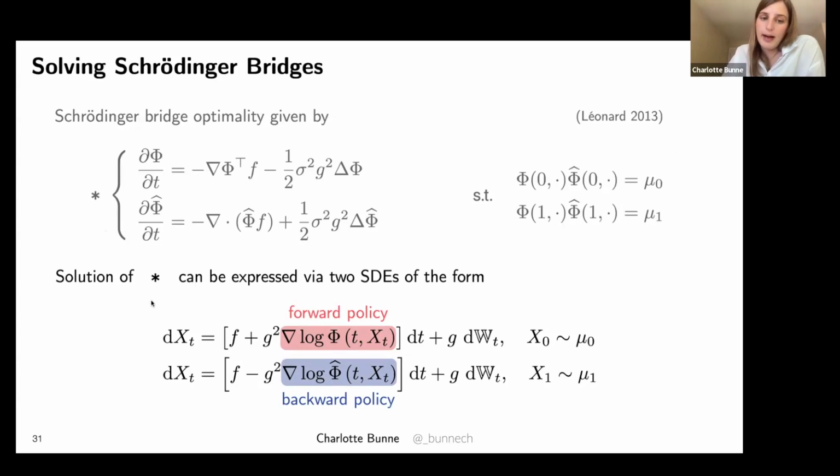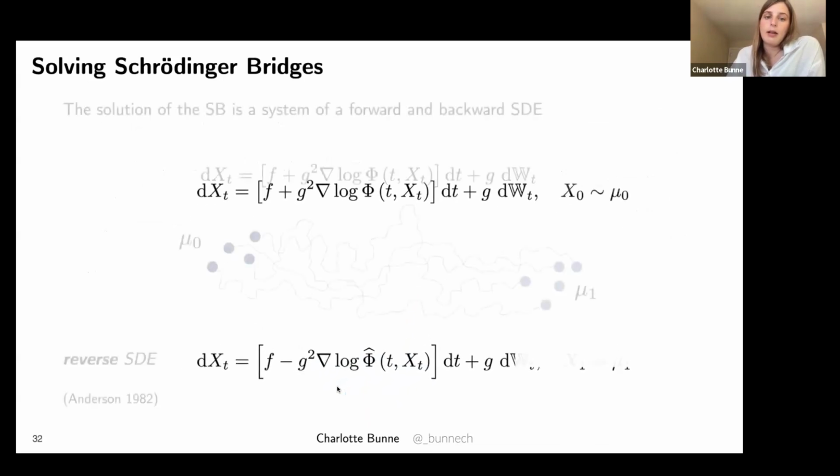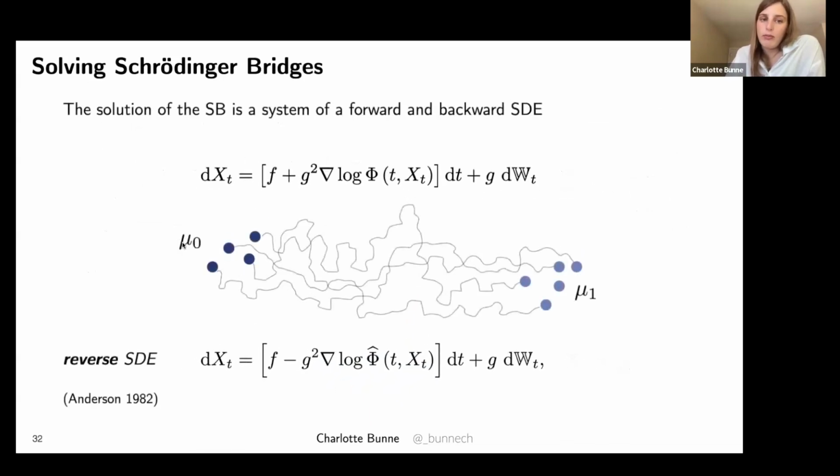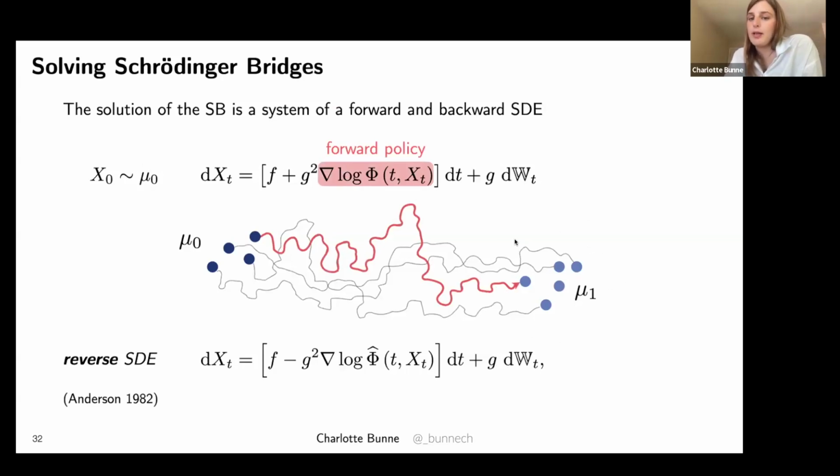But what is important to keep in mind is that the overall solution of the system I showed you before can be expressed by a system of a forward and a reverse SDE, meaning I'm looking at my process starting at mu1, I sample points from the distribution of cells in the unperturbed state, right? And now I'm following my forward policy that guides me to my distribution of perturbed states. And then I can do the reverse. I can sample points at time point 1, and this backward policy guides me back to my starting point.